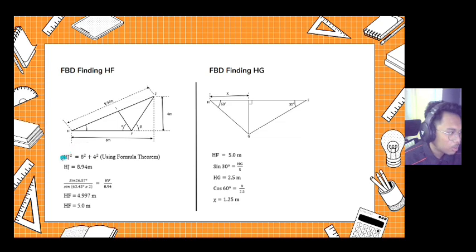So next, with the alpha and the beta, we want to find the HJ. Okay, so we use the Pythagoras theorem to find the hypotenuse. So we do 8 square plus 4 square, and I got a hypotenuse of 8.94 meter.